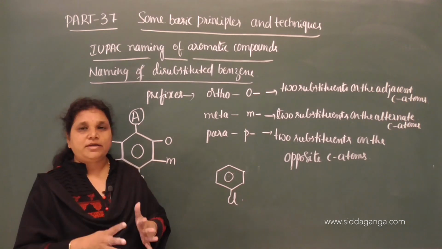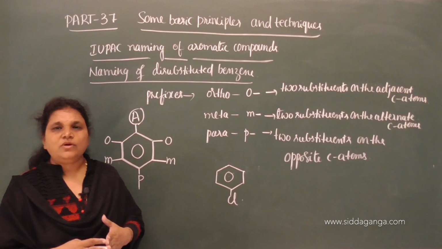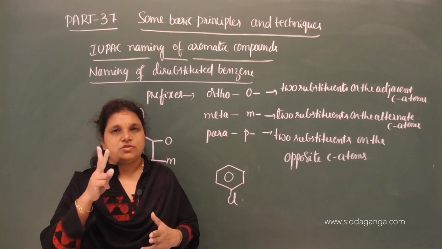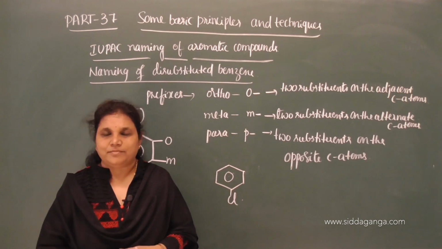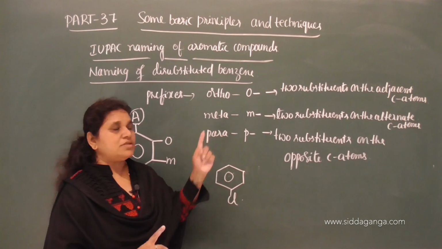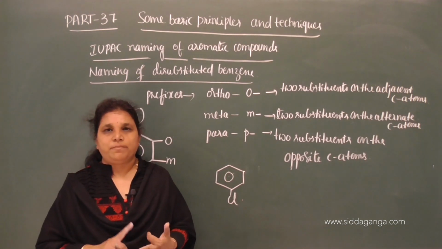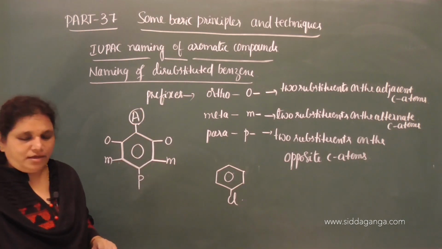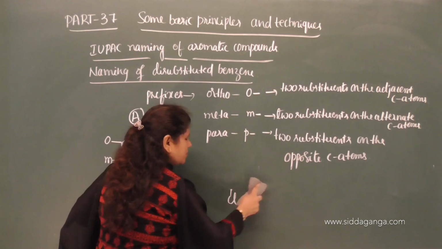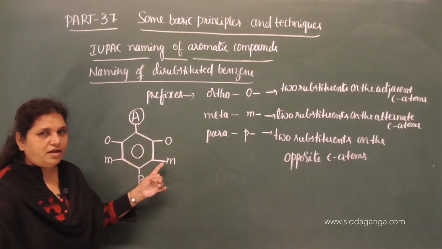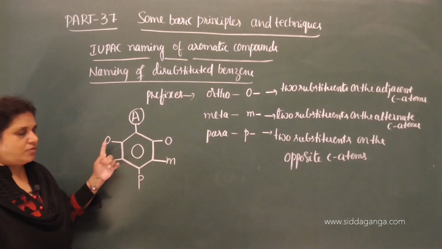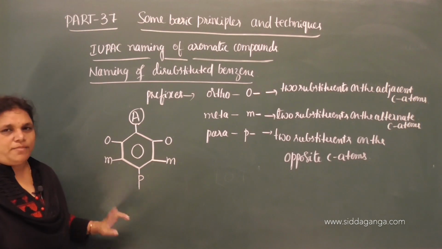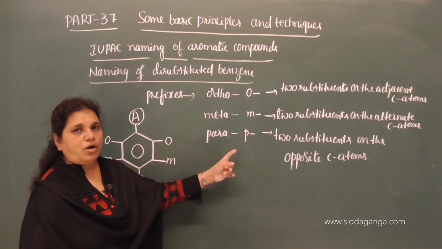So, ortho, meta, para prefixes are used to designate or to indicate the positions of 2 substituent groups on the benzene ring. That you have to remember. We are using the prefixes ortho, meta, para only for disubstituted benzene. Clear? Now, this is ortho position, and this is meta. This is para, this is also ortho, this is meta. 2 ortho positions, 2 meta positions, and 2 para positions. So, this is for common name.